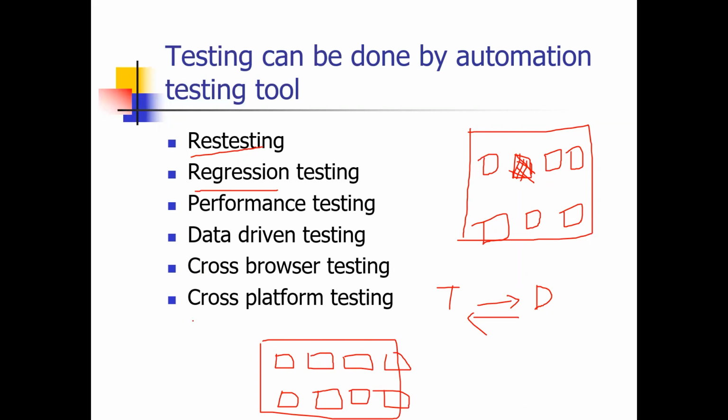But in regression testing, we have to check that the developer has changed this block. Change means the error was in this block. But by making the change, did they affect the nearby block? Maybe, suppose he is correcting this block and by mistake or unintentionally this block gets disturbed. That is for regression testing.